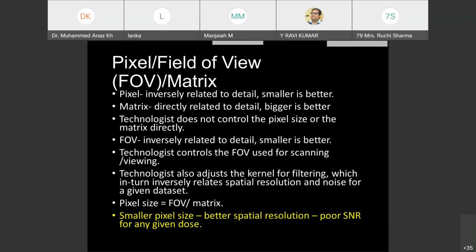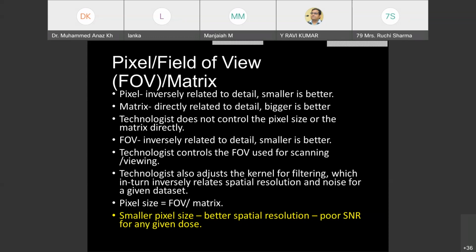Normally for pixel size, smaller is better, and for the matrix, bigger is better. Technologists don't have direct control over the pixel size or the matrix. But the field of view, the technologist can control, because smaller is better. Technologists can also adjust the kernel for filtering, which inversely relates spatial resolution and noise for a given data set.